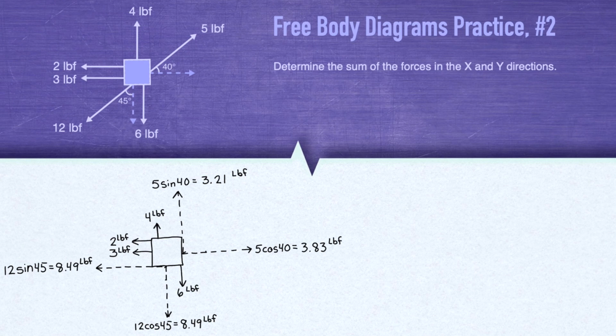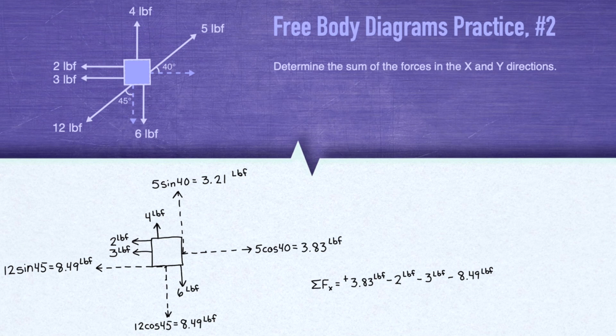And the reason why I do that is so that all the forces are going in the x and y direction. And because we labeled the free body diagram in only x and y directions, it's going to make it easier to do the summation of the forces in the x direction and the summation of the forces in the y direction. So I'll start with the sum of the forces in the x direction, which is positive 3.83 pounds of force, and then minus 2 pounds because it's going in the opposite direction, and then minus 3 pounds of force, and then minus 8.49 pounds of force, which is what we found using trigonometry.